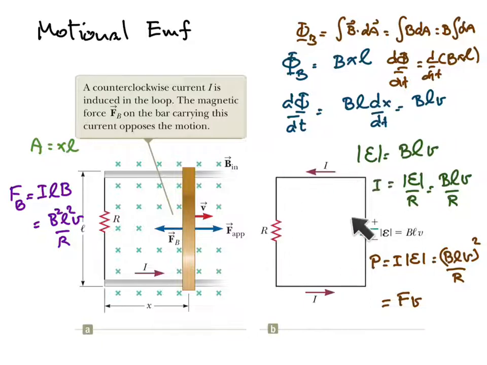So if we look at this circuit, it means that the current can be calculated as the magnitude of E over R, which is equal to BLV. Now, we can see that when we have the current in the area with the magnetic field, we will have the magnetic force, right?